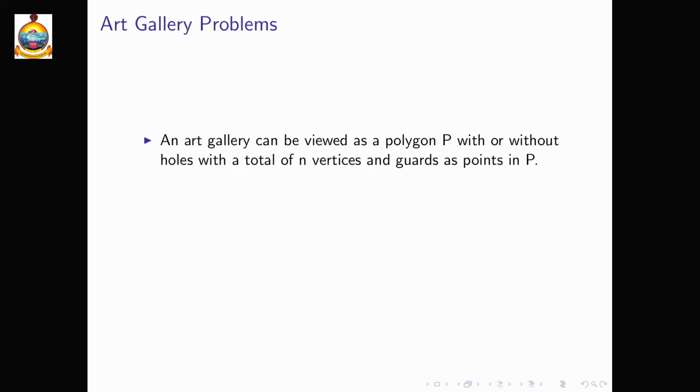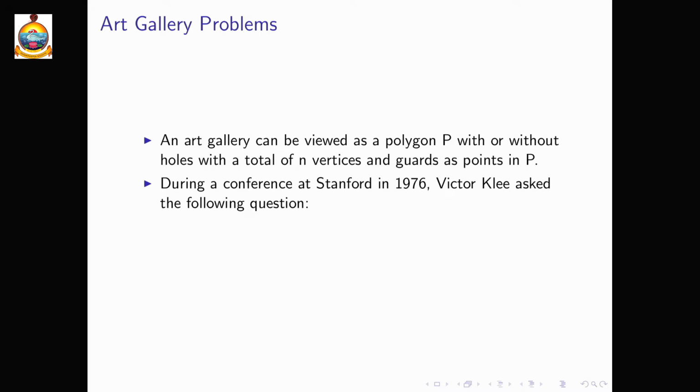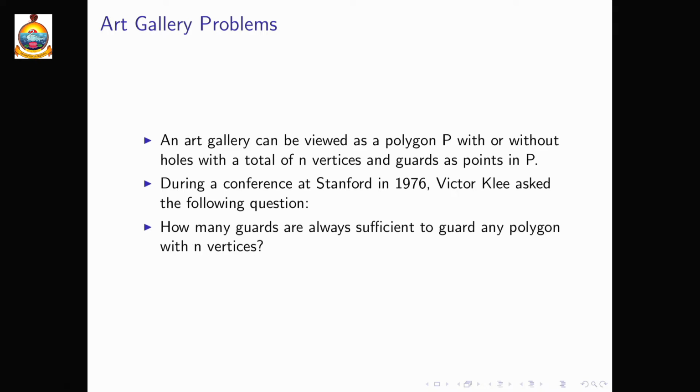Okay, art gallery problems. An art gallery can be viewed as a polygon with or without holes with a total of n vertices, and guards as points in P. During a conference at Stanford in 1976, Victor Klee asked the following question: how many guards are always sufficient to guard any polygon with n vertices?